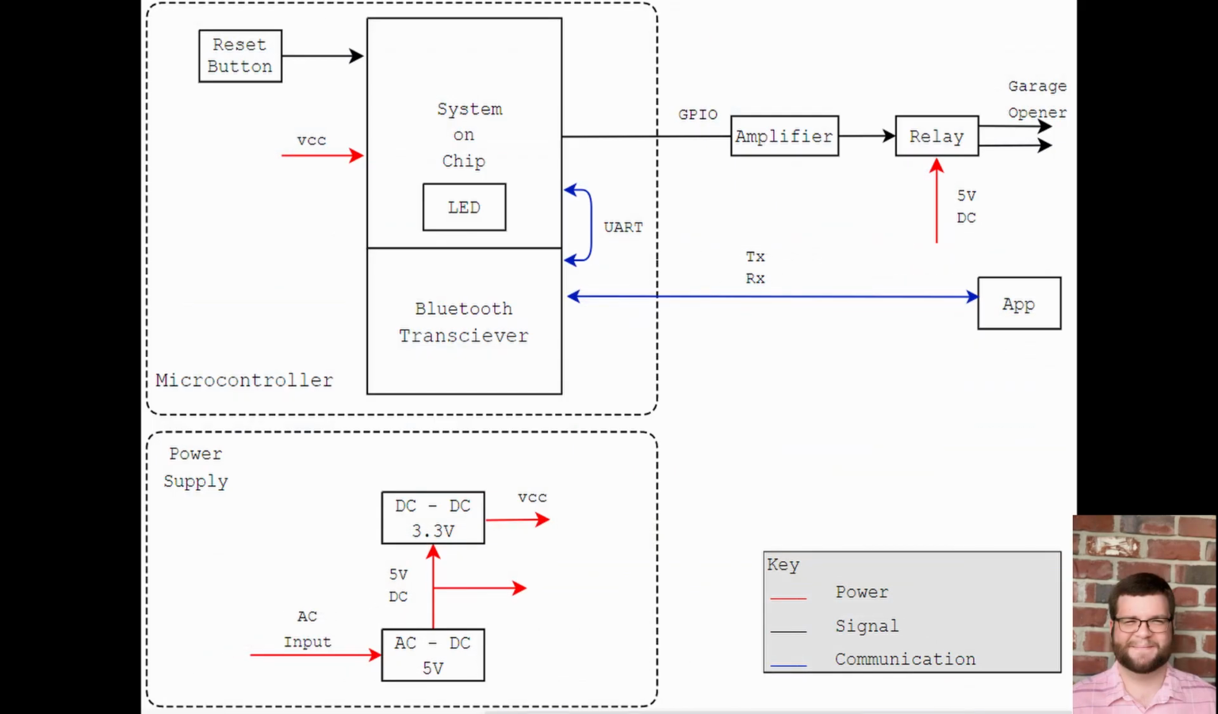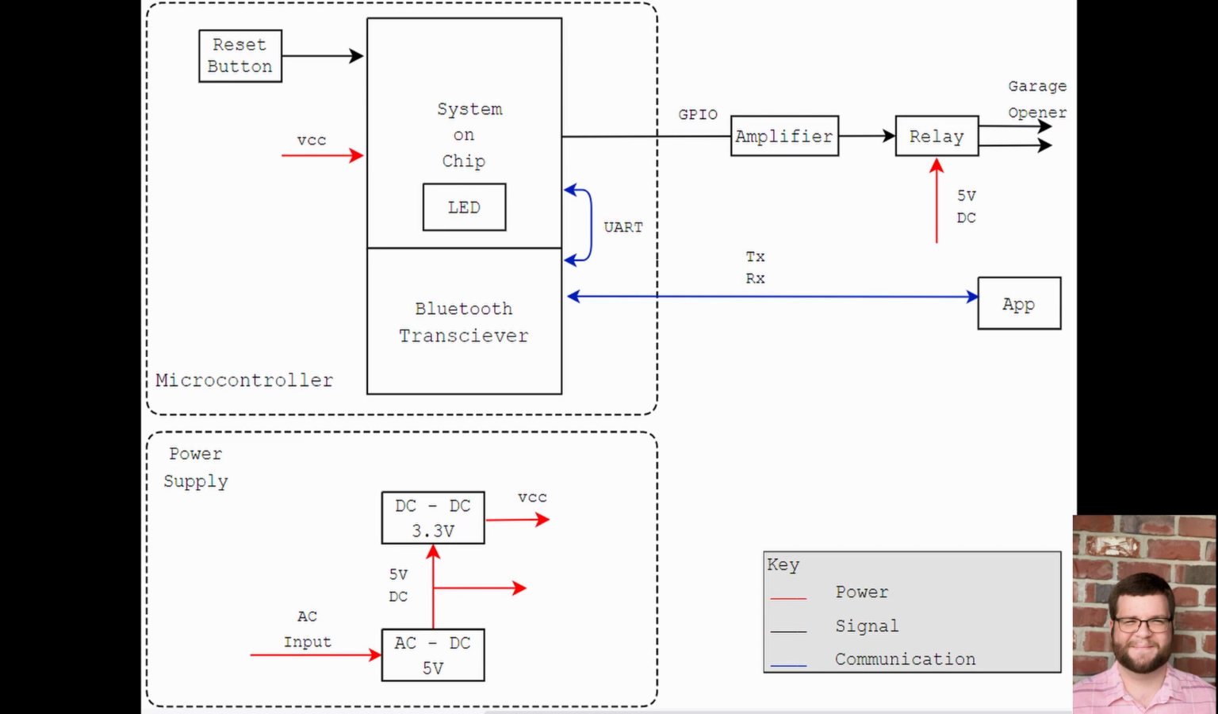The block diagram for the GarageAuto system can be seen here. Starting from the bottom left, we have the power supply. This supply takes in an AC input and outputs a 5-volt DC and a 3.3-volt DC output to power the relay and microcontroller respectively. Next, the microcontroller block. This depicts the components that are directly connected to the microcontroller. This includes the microcontroller systems, the Bluetooth transceiver, the onboard LED, and the onboard reset button.